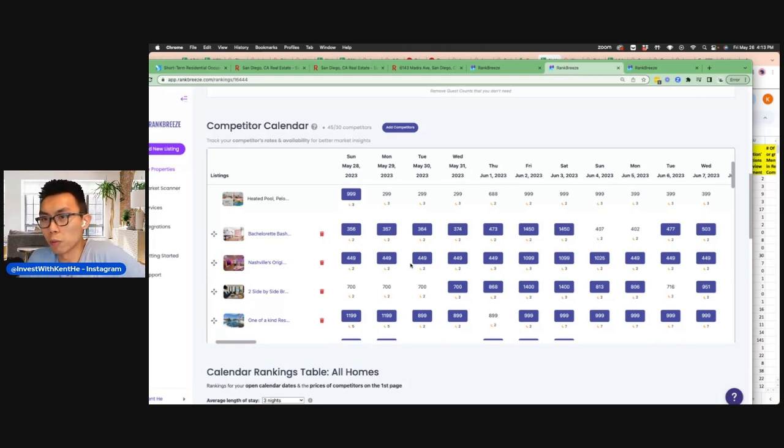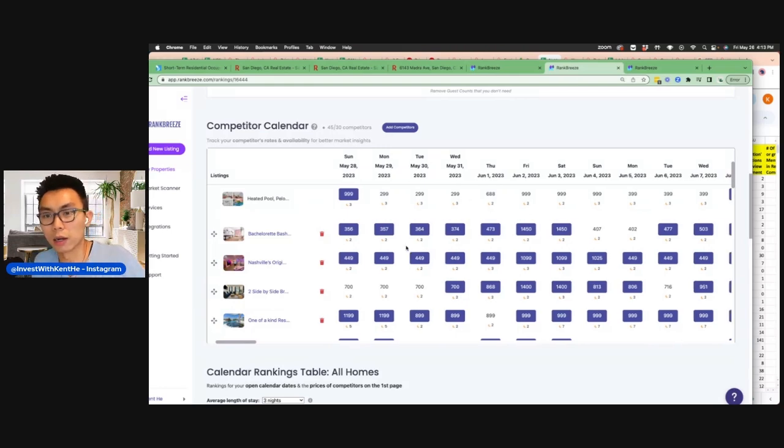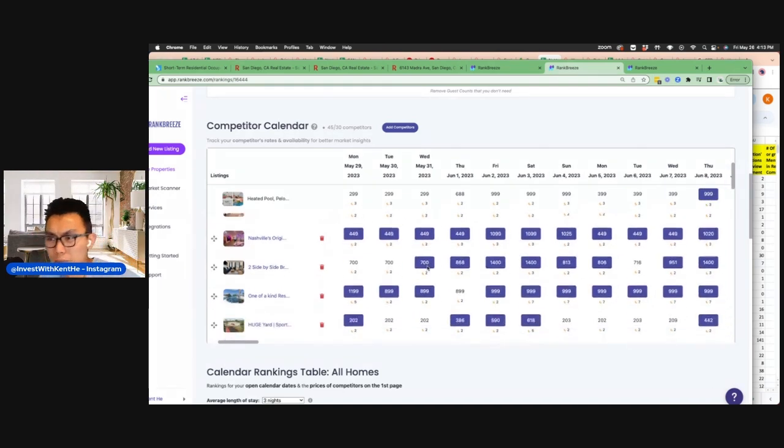Like if there was a Super Bowl, you maybe want to put that in. That's how I got a $6,000 booking for that weekend for my Airbnb. So here's a couple of things on this website. The most important part here is this competitor calendar. On this competitor calendar, anywhere that you see a blue bubble is a night that's been booked, and anywhere you see a number is a rate that it's been booked for.